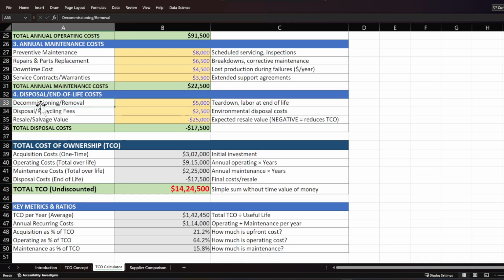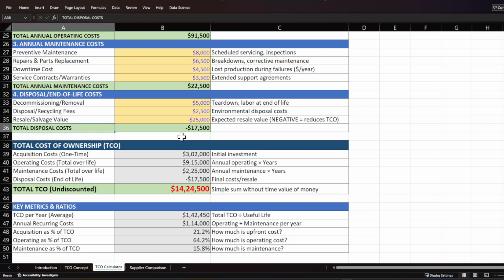Here, this is a decommissioning cost. This is a disposal or recycling fee, which is the environmental disposal cost. And if you're going to sell your product or your machine, then the money you are going to get is negative here, which is $25,000 in this case. So the overall disposal cost is negative. It is negative in this case, but it is not supposed to be negative in each case.